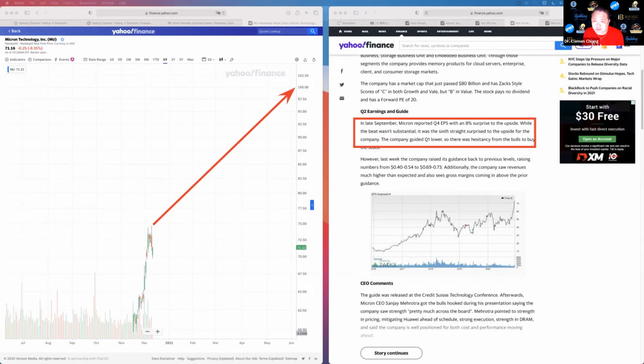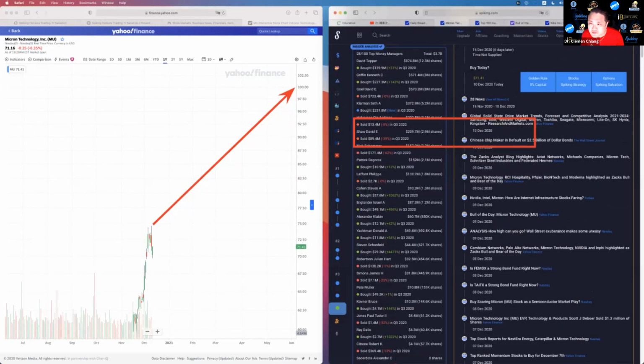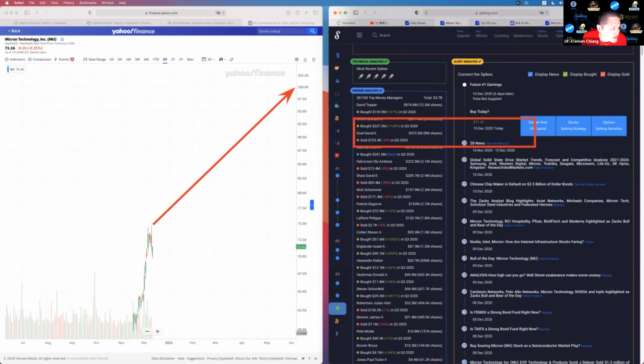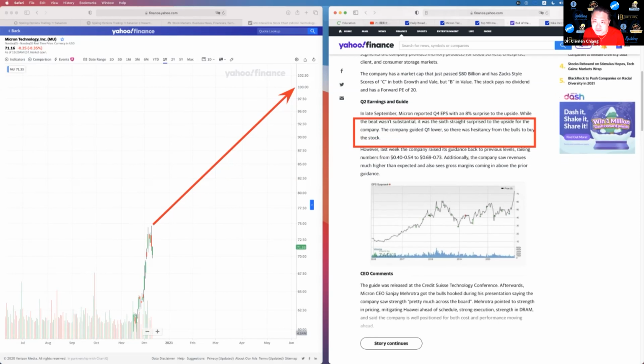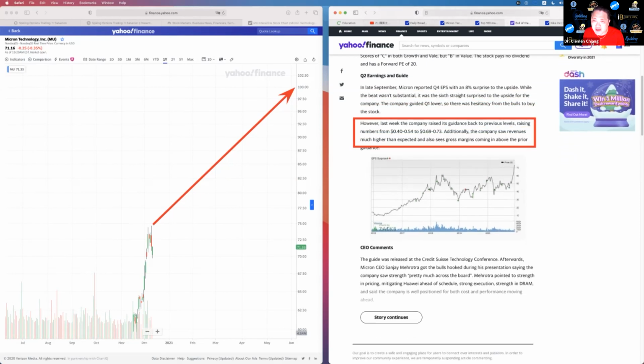So September announced 8% to the upside. All right. 9 plus 3, 12. December is the next announcement. Double check when is the announcement date. 16th of December, next Wednesday, 1 day before our FedEx. All right, we are very focused right now already. Next Wednesday, all right, very good. And last week, the company raised its guidance back to the previous level.